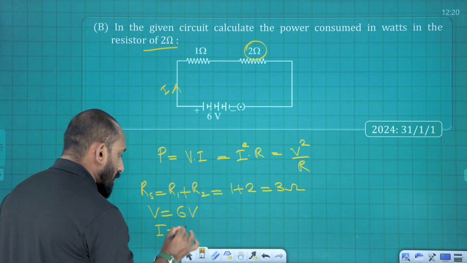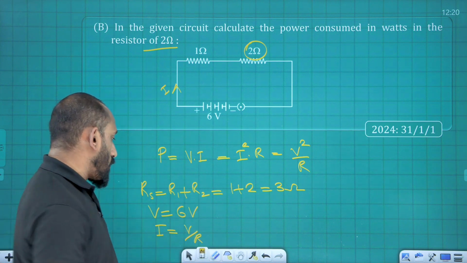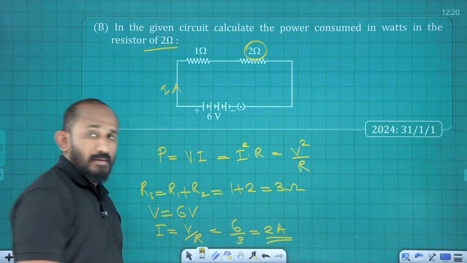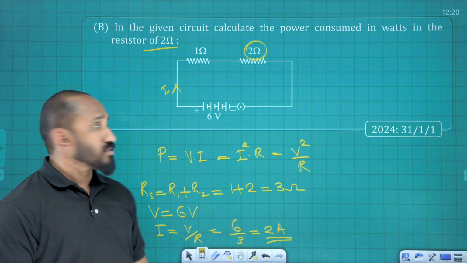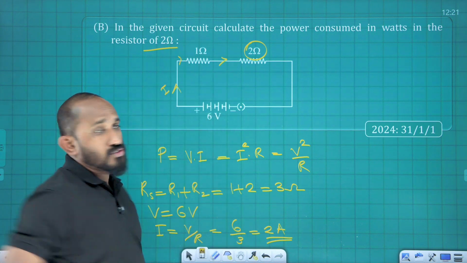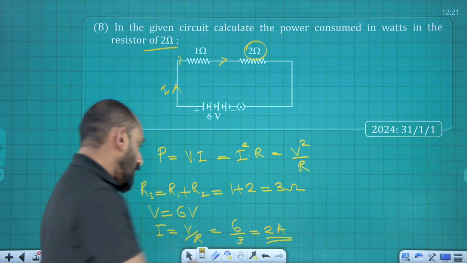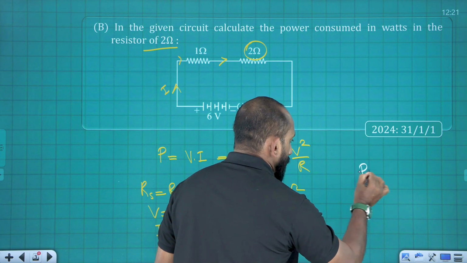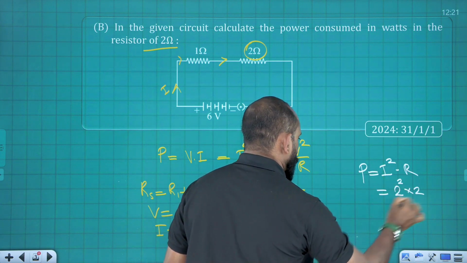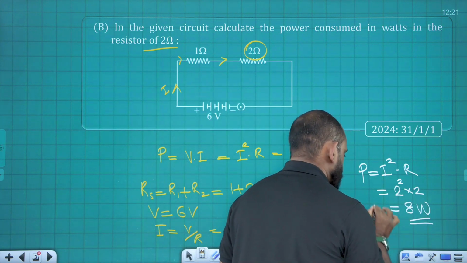We have voltage 6 volt. So current I will be V by R. From Ohm's law we know V equals I into R. So I is equal to V by R, that is 6 by 3, that is 2 ampere. So this 2 ampere passes through both 1 ohm as well as 2 ohm. So current through 2 ohm is 2 ampere. So what is power? It is equal to I squared times R. So power P is equal to I squared into R, that is 2 squared into 2. 2 squared is 4, 4 into 2 is 8. 8 watts is the answer.